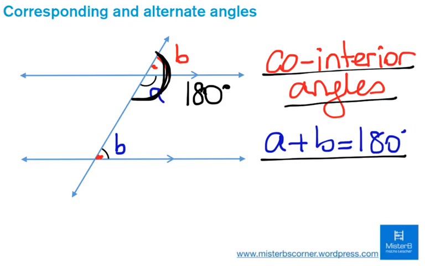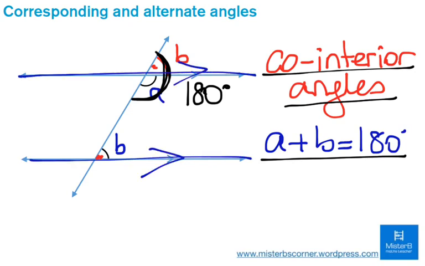Before we go on with the examples, I'd like to remind you that these are all valid statements as long as these two lines are parallel. As you can see, those signs here show parallel, right? These two lines are parallel. So as long as they're parallel, we can talk about corresponding angles, alternate angles, and vertically opposite angles, which are not a part of this, but we could talk about co-interior angles as well. If they're not parallel, we cannot talk about that at all.